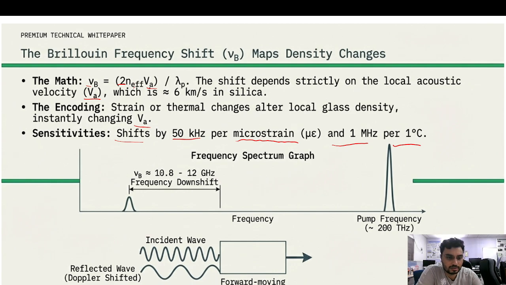Which can be seen here. nu B is approximately 10.8 to 12 gigahertz frequency downshift, and this is the pump frequency, 200 terahertz. The reflected Doppler shifted wave is coming with this downshift frequency when the incident beam is this one.